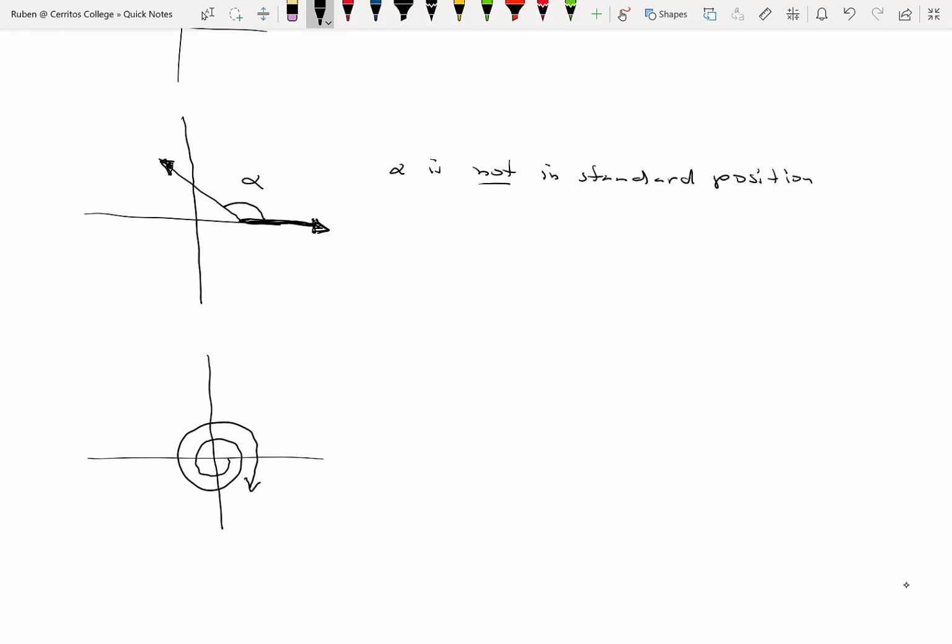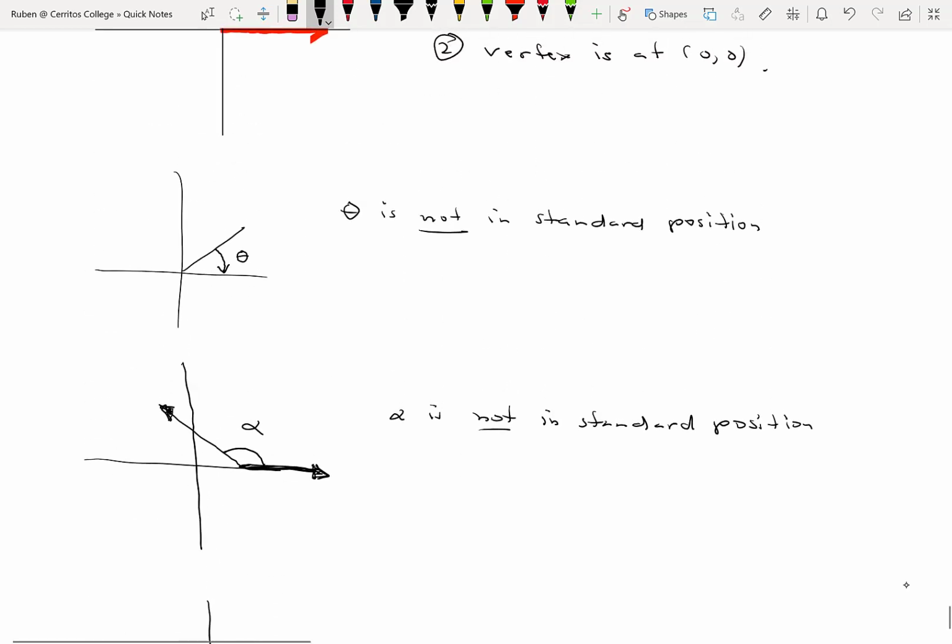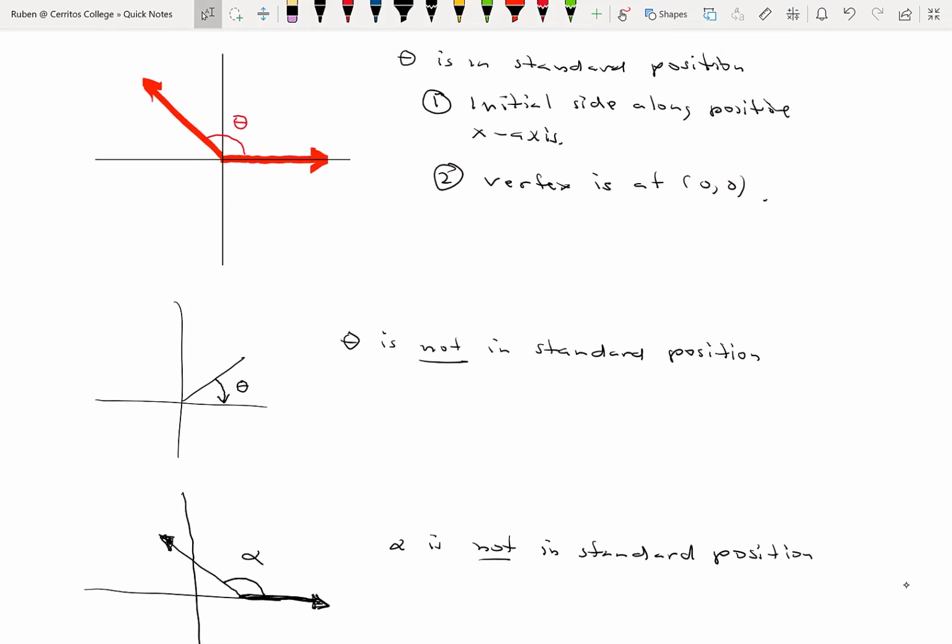Here's the angle in question. And let's say this is the angle beta. So is beta in standard position? Well, check to make sure that the two aspects of an angle in standard position are met, or determine whether one or both of them are not met.